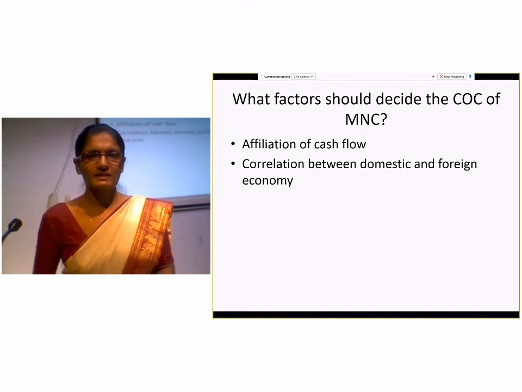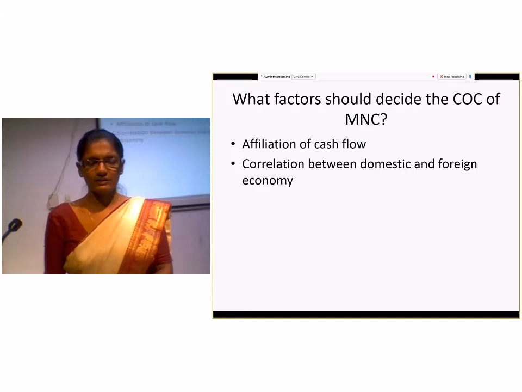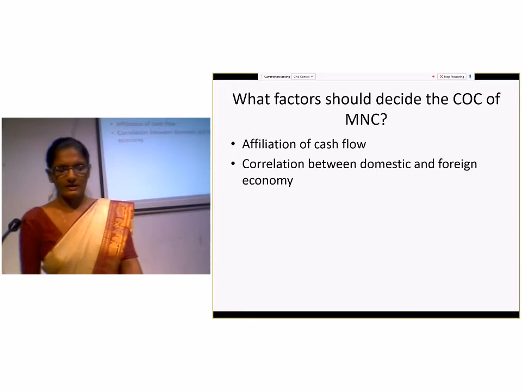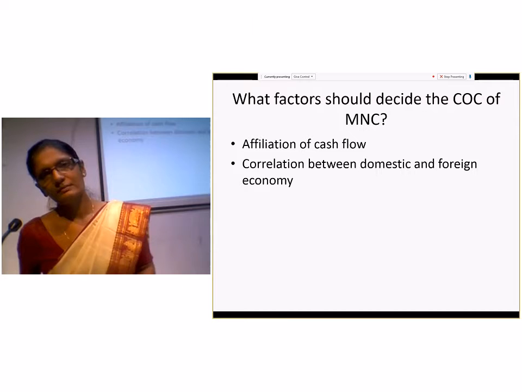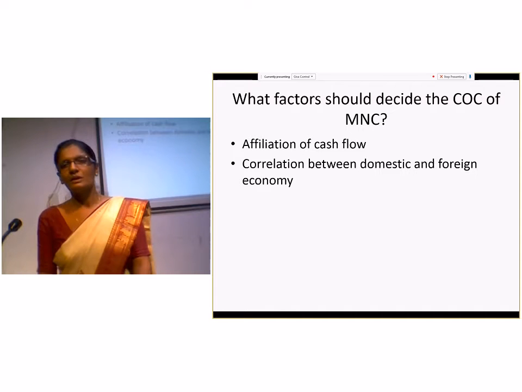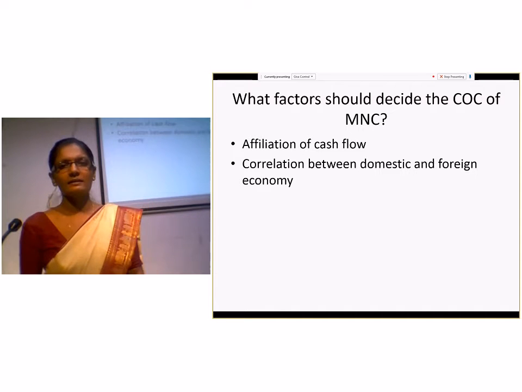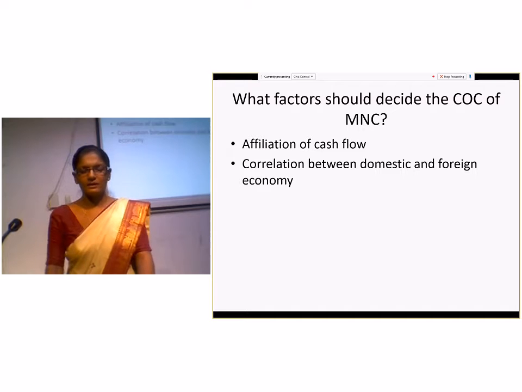If you take a domestic firm, the size of the firm is different from multinational firms, right? And if you compare the multinational firm and the domestic firm, we know that multinational firms have more access to capital markets than domestic firms, right? So in that case also, they are different.